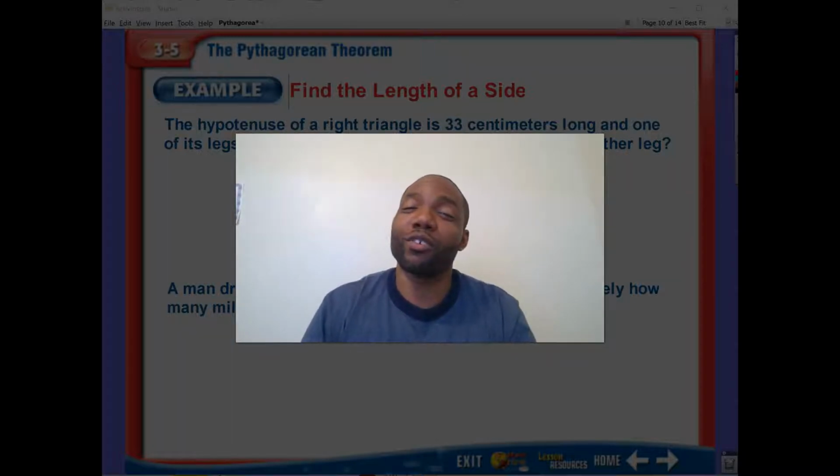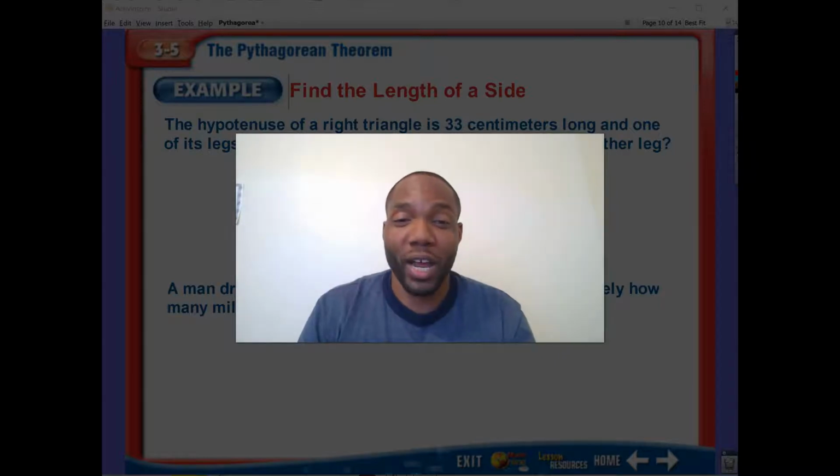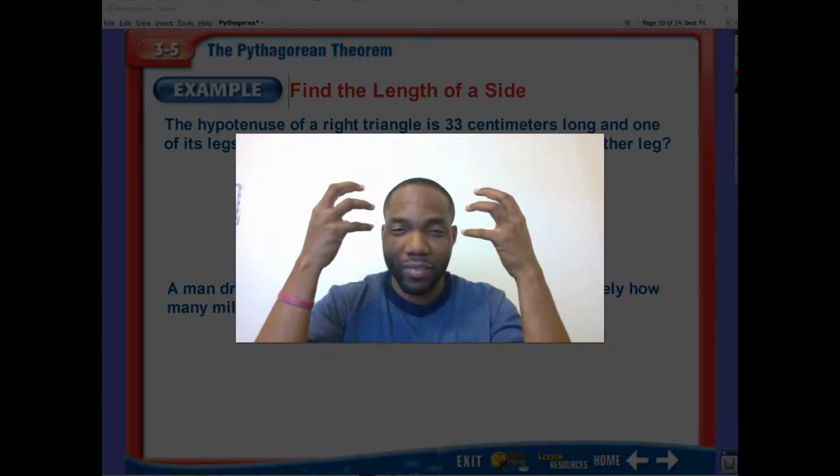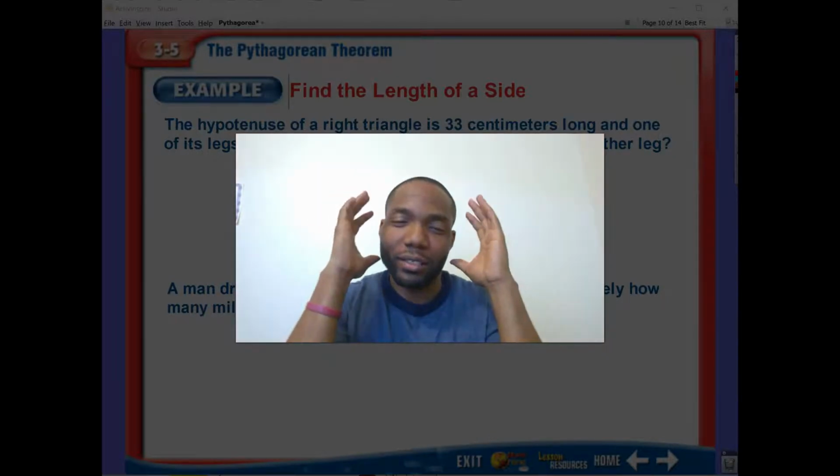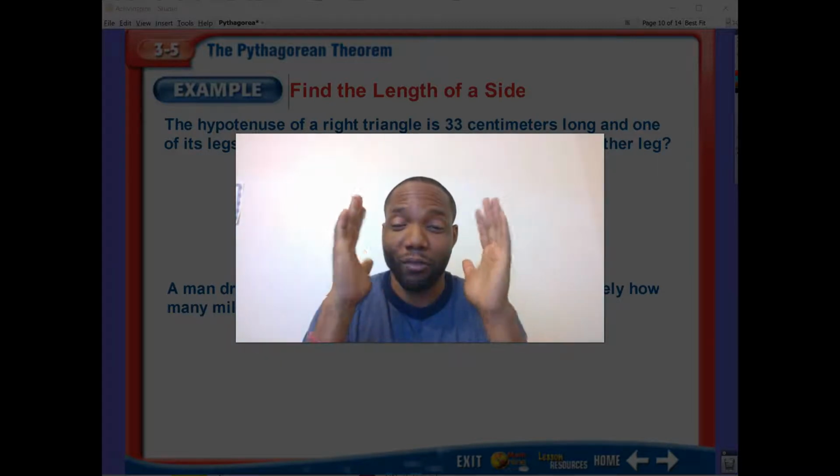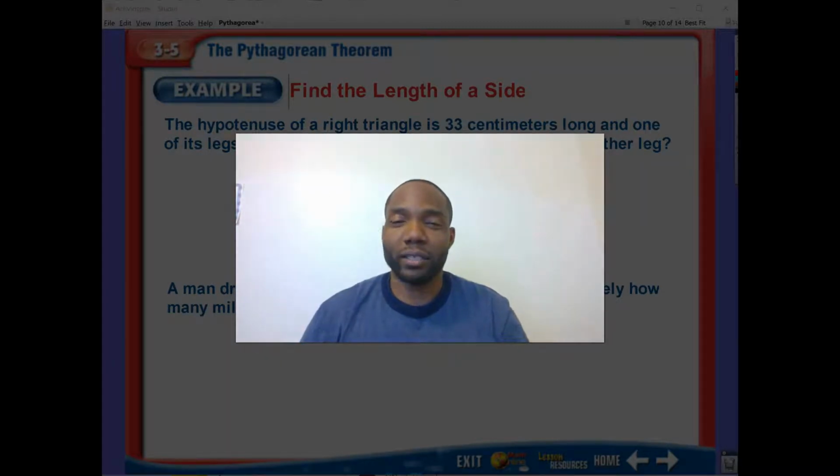So we know the Pythagorean theorem works only with right triangles. That's what Pythagoras came up with the theorem. And so when we read these problems, we have to keep in the mindset that we are talking about a right triangle. And so it's going to make more sense.